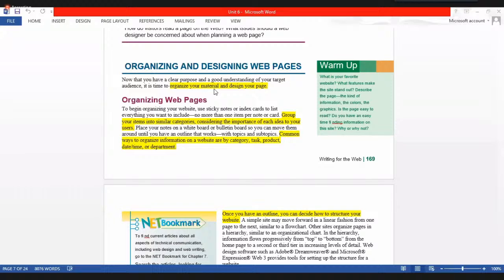So organize your material, and you should also design your page. It is given here: organizing web pages, and after that designing. So here, group your items into similar categories, considering the importance of each idea to your users, isn't it?